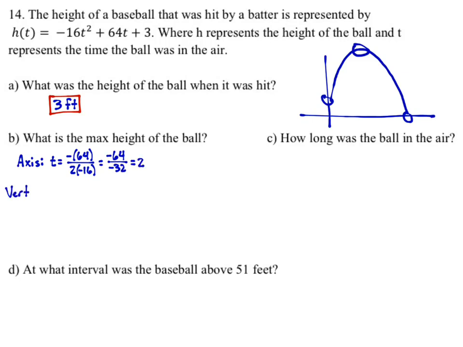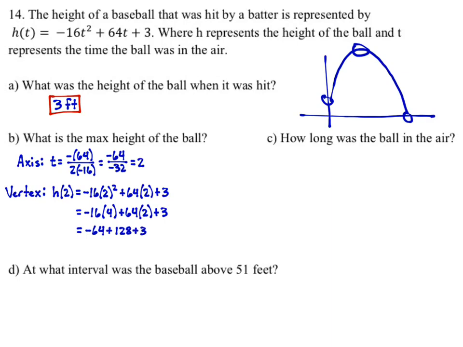And then we're going to plug that in to the function. So h of 2 equals negative 16 times 2 squared plus 64 times 2 plus 3. And then simplify all of that by squaring first, multiplying second, and then combining like terms. So we can see that we have a vertex of 2, 67. 2 is the x value. In other words, it's this axis. That is your t value, or your t-axis, you could say. And then this is your h-axis.